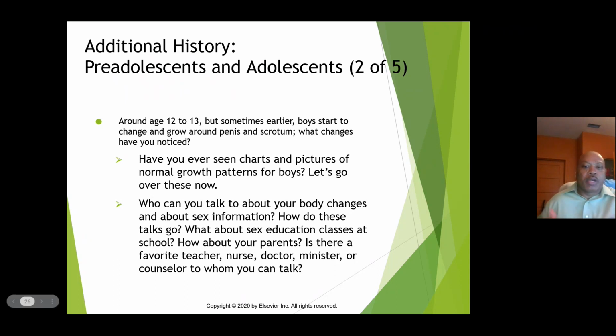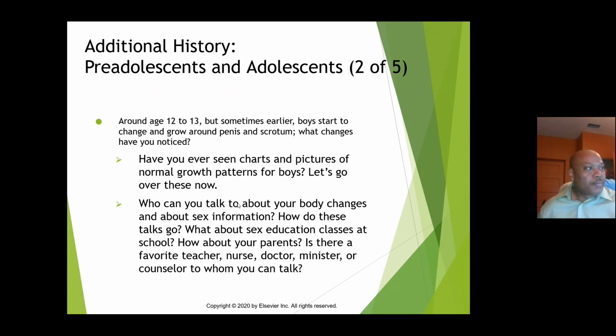And of course, appropriate questions. Who can you talk to about your body changes and about sex information? How do these talks go? You want to evaluate how well this discussion goes for the child. What about sex education classes at school? Some offer it and some don't. What about parents? Is there a favorite teacher or doctor, minister, and so forth that would be easier for the child to have this discussion with? This information is also on pages 690 to 91, so take a look.